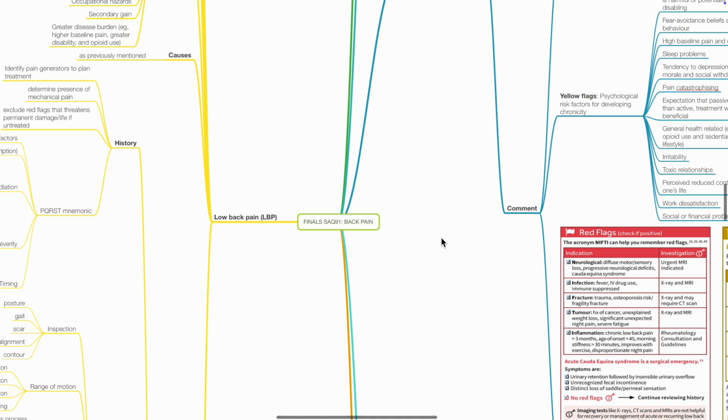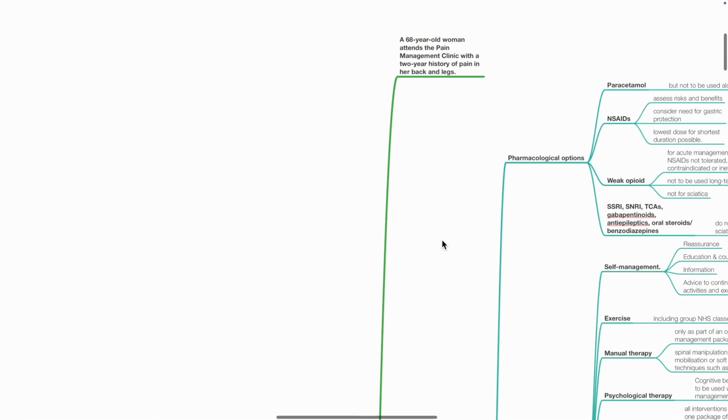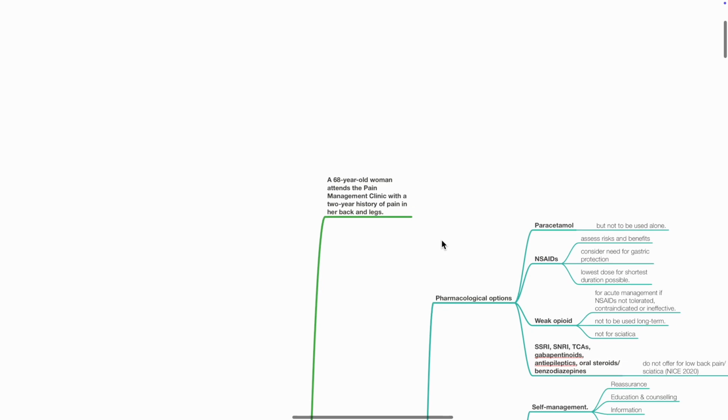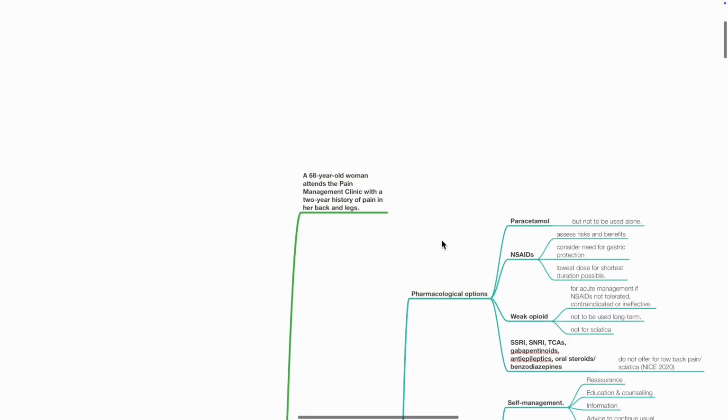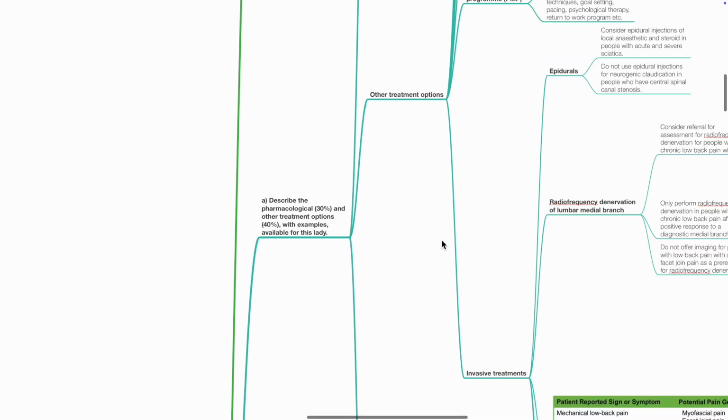Finals SAQ 91 Back Pain. A 68-year-old woman attends the pain management clinic with a 2-year history of pain in her back and legs. A. Describe the pharmacological and other treatment options with examples available for this lady.